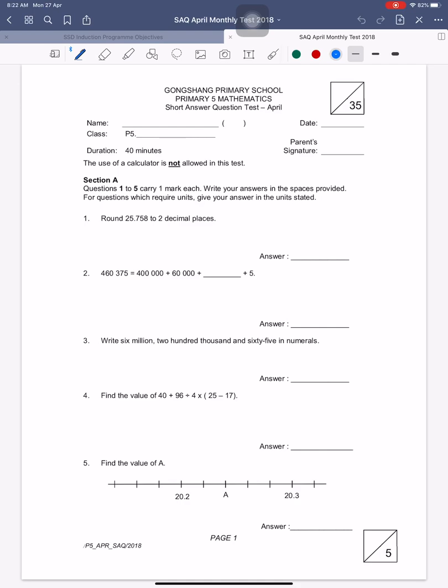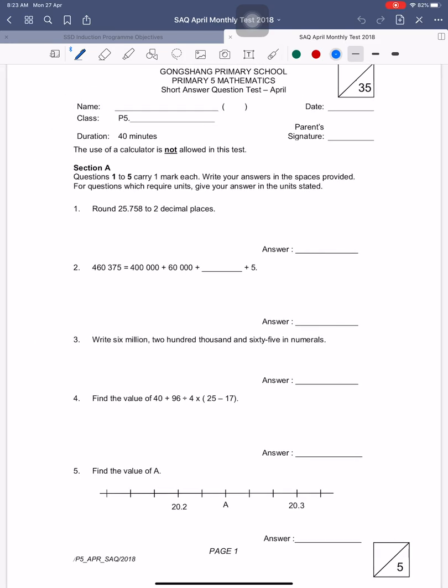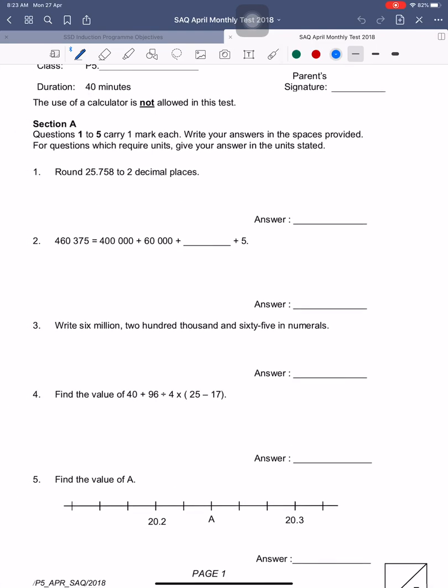So in today's lesson, I'll be going through with you the corrections to the short answer test for April that you did last Friday. You may want to log into ClassKick again using the same user ID, the same username, so that you know whether your answers are correct. I think you also realize that I have omitted some of the questions which are on ratio. I will be introducing the new topic, ratio, to you when school reopens in term 3. Okay, so let's go through some of the corrections.